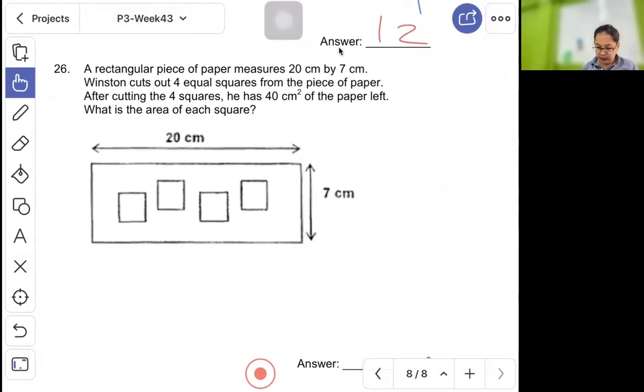Question 26. So it says a rectangular piece of paper measures 20 cm by 7 cm. So it is cut into 4 equal squares. After cutting the 4 squares, it has 40 cm squared of the paper left. What's the area of each square?